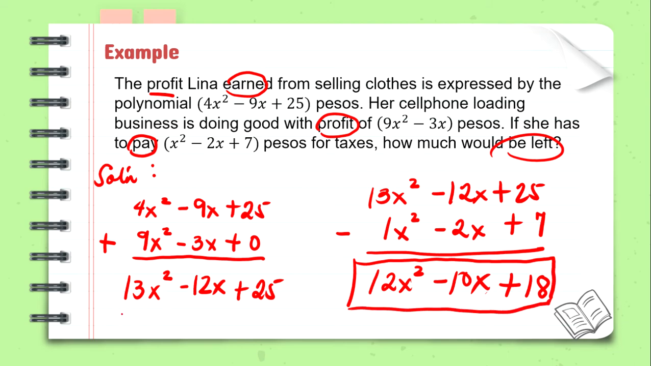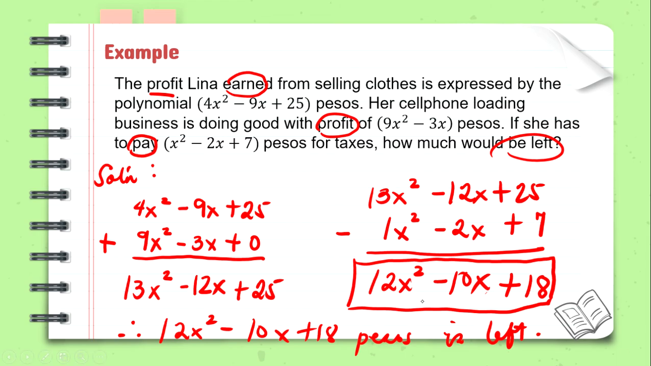So to conclude, therefore, 12x squared minus 10x plus 18 pesos is left. That's how we solve a given problem. So that is the total earnings, or the amount left for Lena after paying the taxes. And of course, as you can see there, we do not evaluate it first. We are just adding and subtracting, so there's still no value for x there, just a polynomial.